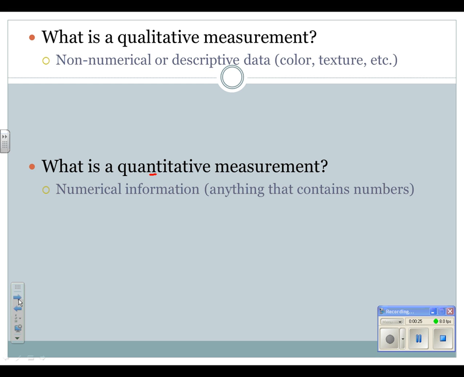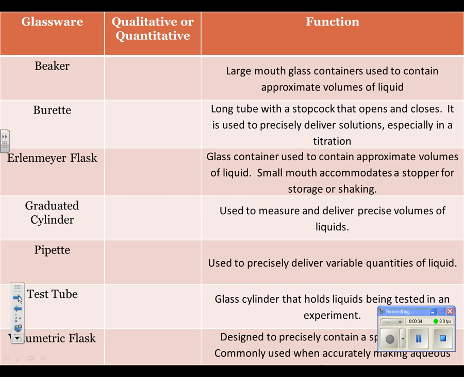Quantitative, if we remember, has that N. The N stands for numbers. So if it has a number, it's a quantitative measurement. So now here's an abbreviated list from the last set of notes that goes through these glassware items again. We're going to describe this as qualitative or quantitative. So if you want to quiz yourself again before the test, go right ahead.